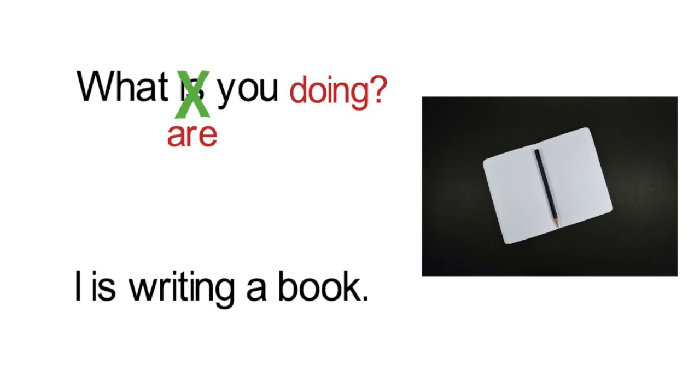Keep in mind that is not the correct form of to be for you. The correct form is are. Also, the answer is incorrect. The answer should be, I am writing a book. Is not the correct form of to be for I. Am goes with I.